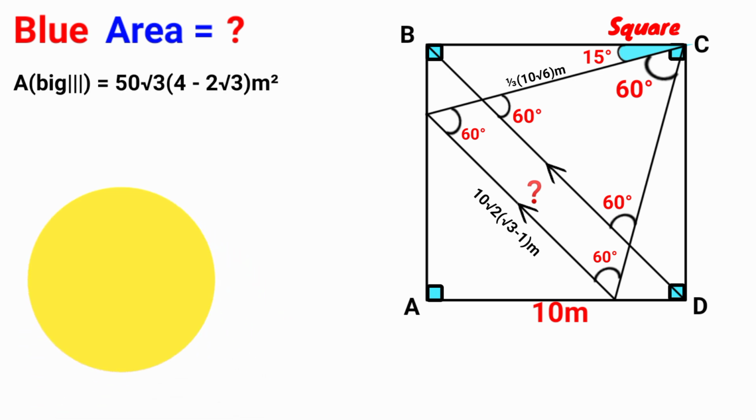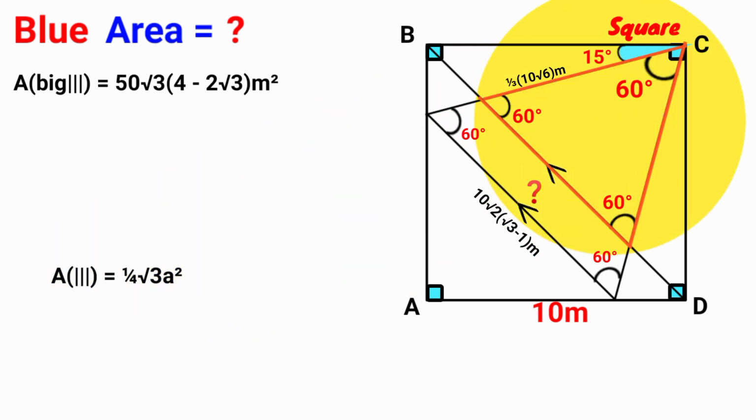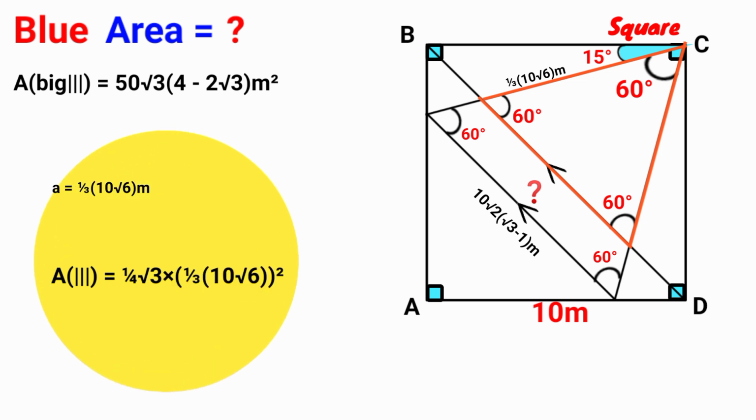Bring back our formula for calculating the area of an equilateral triangle, 1 over 4 root 3 a squared. Look at this small triangle. It is also an equilateral triangle. The length of this side is 1 over 3 open bracket 10 root 6. So a equal to 1 over 3 into bracket 10 root 6. Substitute here. Now area of small triangle equal to 1 over 4 root 3 into bracket 1 over 3 open bracket 10 root 6 all squared.